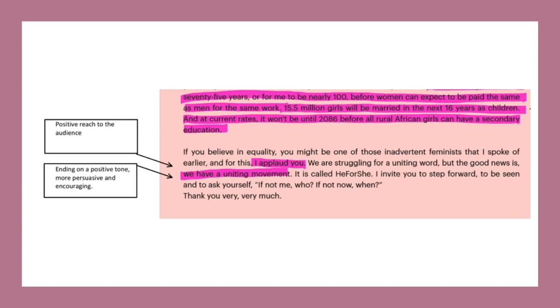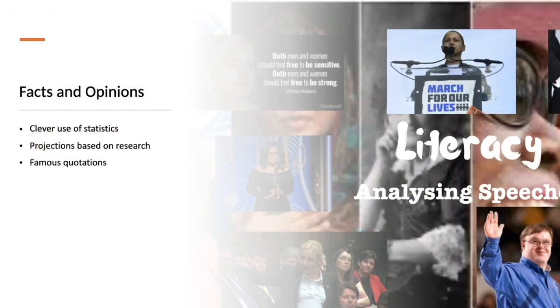Let's look now at facts and opinions. And by opinions, we mean using someone else's opinion, not just your own, okay? So we have techniques such as clever use of statistics, projections based on research. So in other words, based on research, in a few years' time, this is where we'll end up if we don't change. And famous quotations showing opinions of really well-respected people. So let's look at some examples just now.